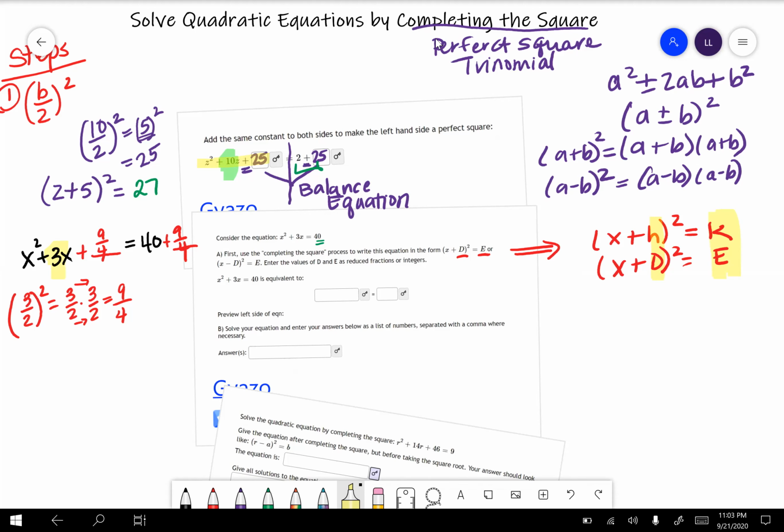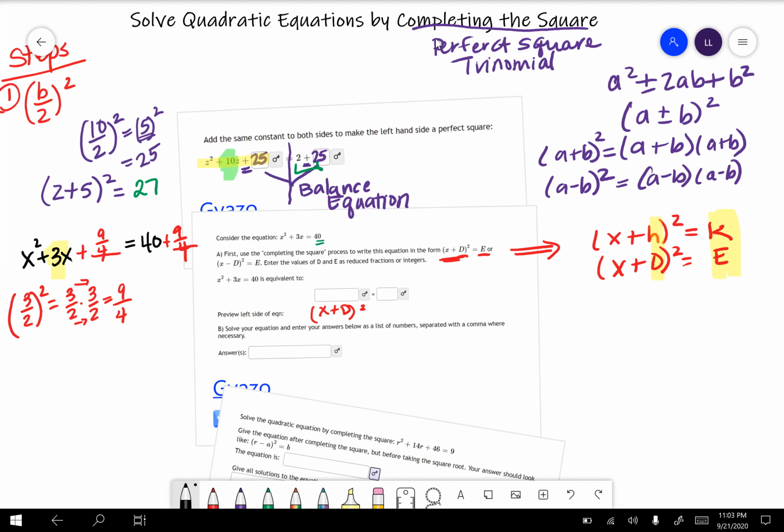All right, so let's continue solving this problem. First things first, I've got to write this in factored form because they said to write it like so. On this side, it's got to be written as x plus d squared. So let's go ahead and rewrite this expression.